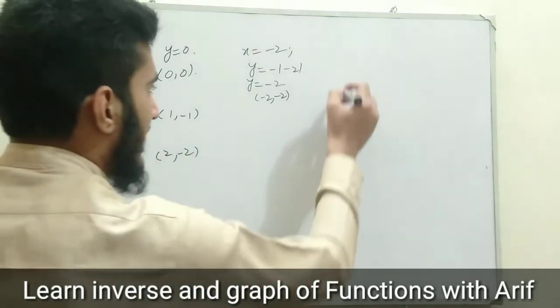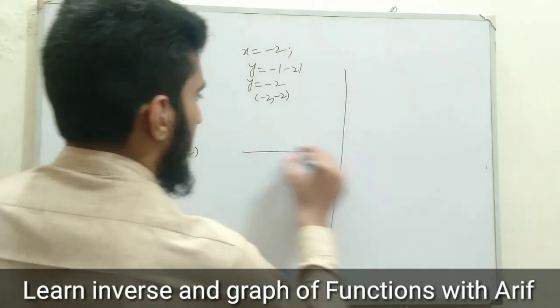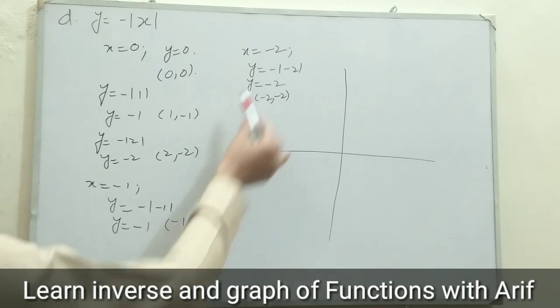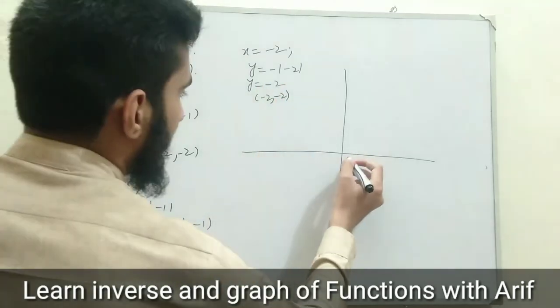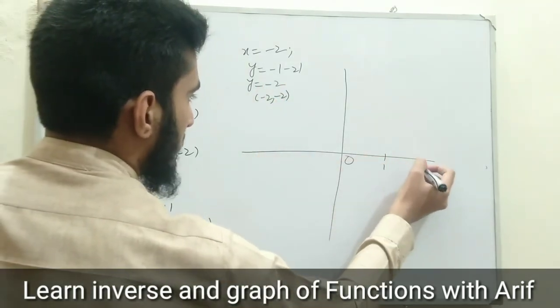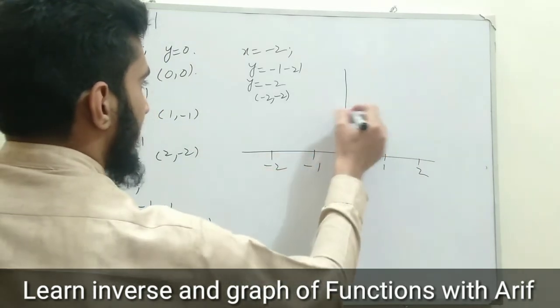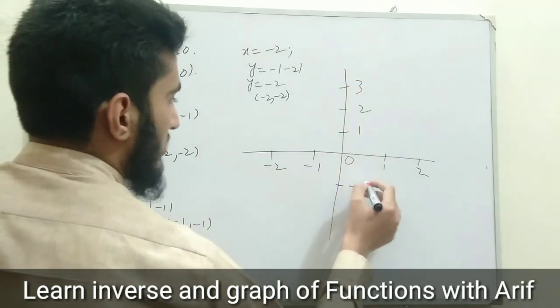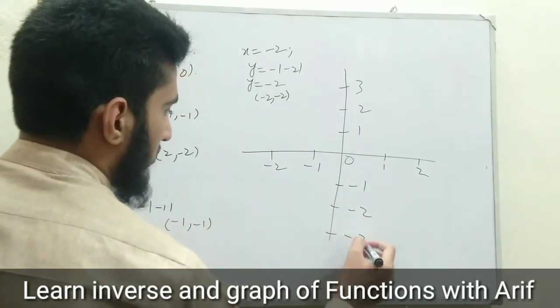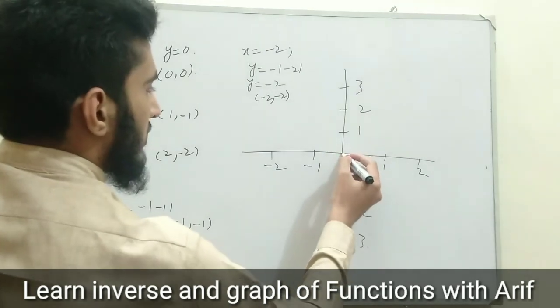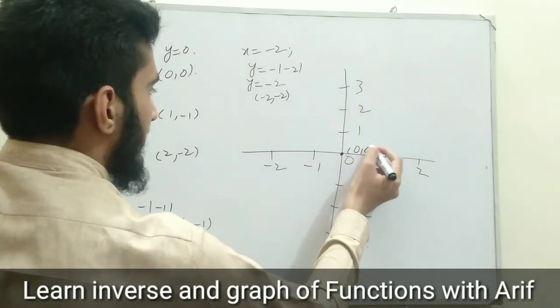Now we are going to draw the graph for this function. So on the x-axis we have the values 0, 1, 2, and here is minus 2. So let's suppose this is 0 and this is 1 and this is 2. This is minus 1, this is minus 2. Let's suppose on the y-axis this is 1, this is 2, and this is 3. This is minus 1, this is minus 2, and this is minus 3. Now at x is equal to 0, we have y is equal to 0. Let's suppose this is on the origin, this point.